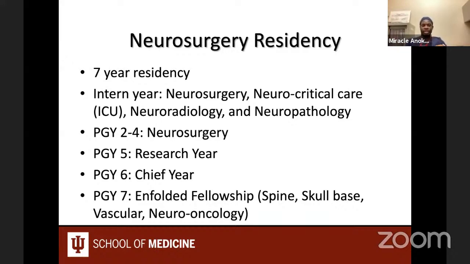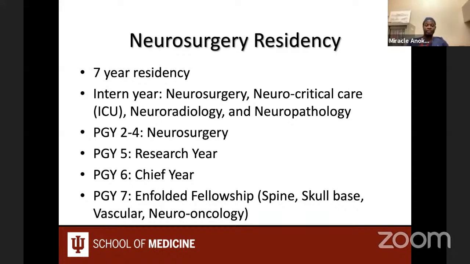We do neurocritical care where you're in the ICU taking care of our post-operative patients and also any sick patients such as stroke patients that come into the hospital. You do a neuroradiology rotation where you really get to learn the anatomy and the pathology that you see on radiographic scans. And you do neuropathology where you get to see the molecular and the cellular markers of the tumors that you take out in the operating room.